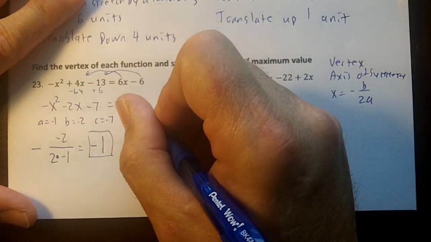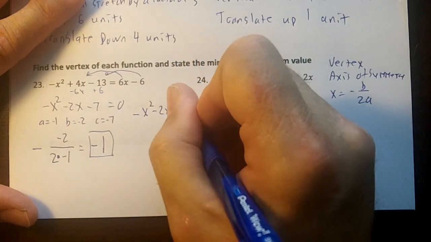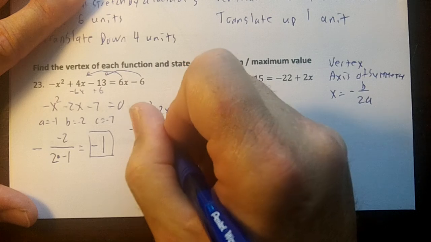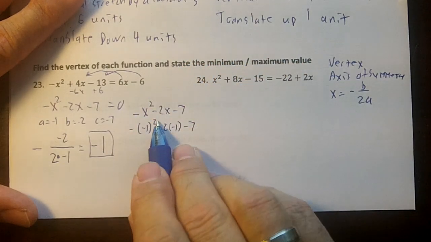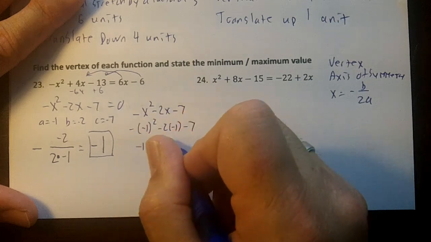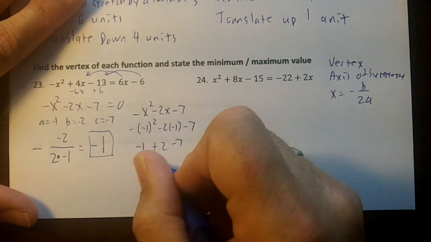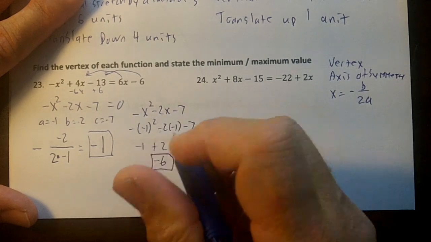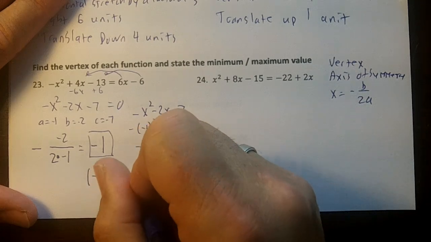I'm going to do it by hand. So I'm going to have negative x squared minus 2x minus 7, and I'm going to replace the x with negative 1s since I don't have a calculator with me. So this is going to be 1 and then a negative 1. 2 negatives makes a positive, and then minus 7. And then this is going to turn into negative 6. So my vertex would be negative 1 comma negative 6.